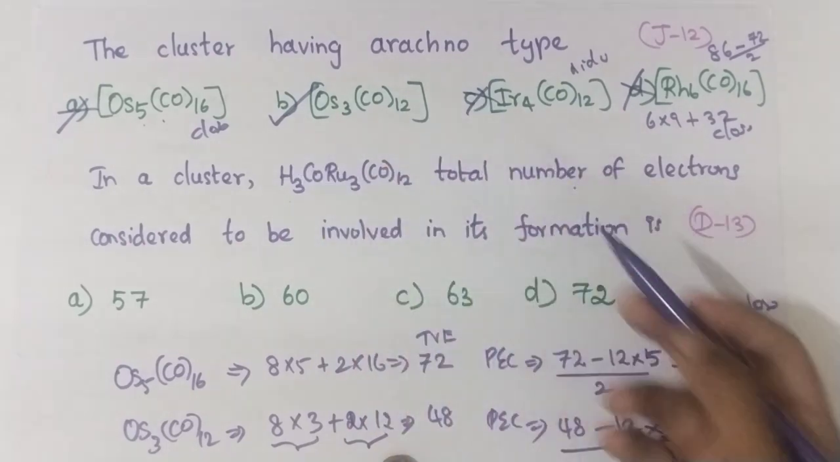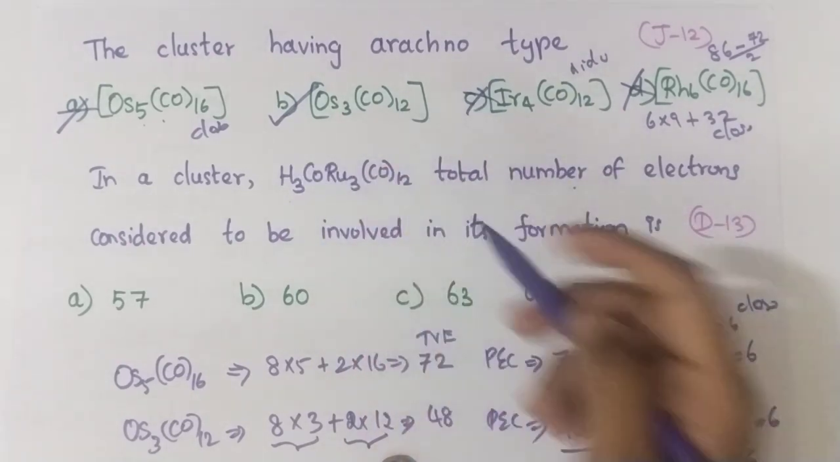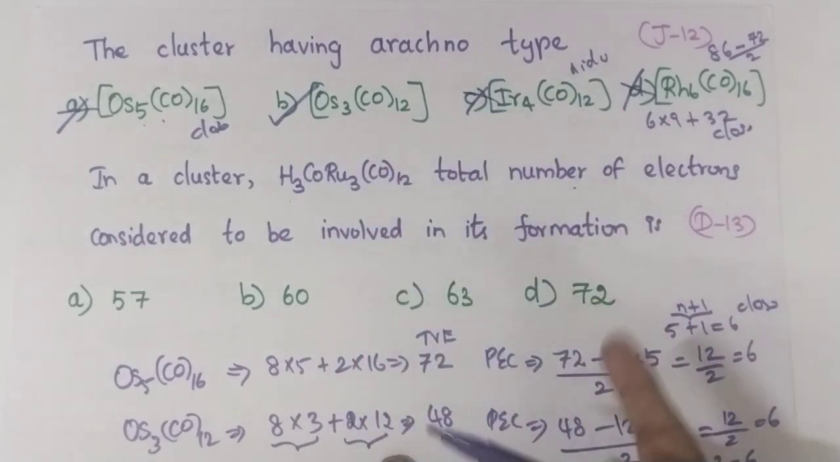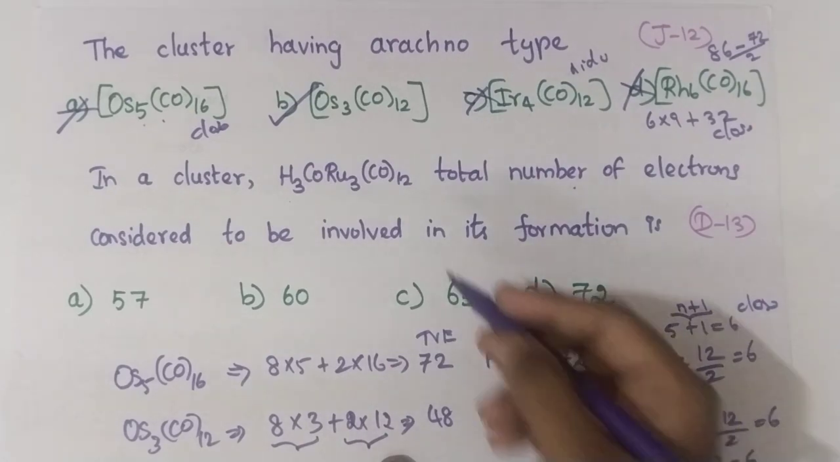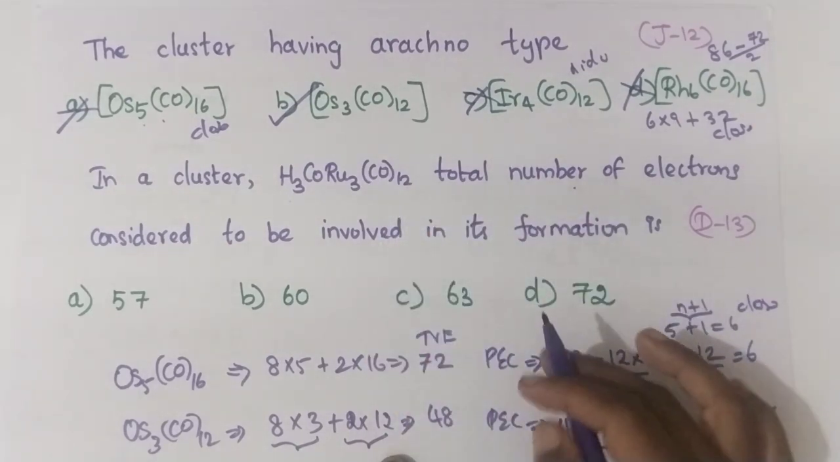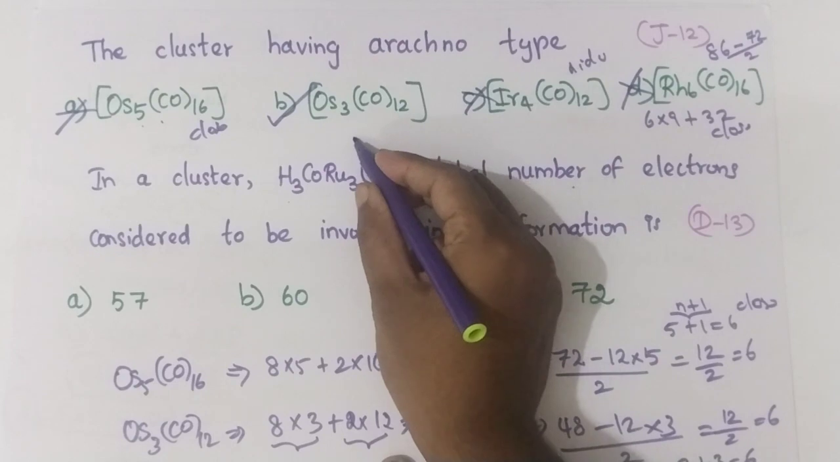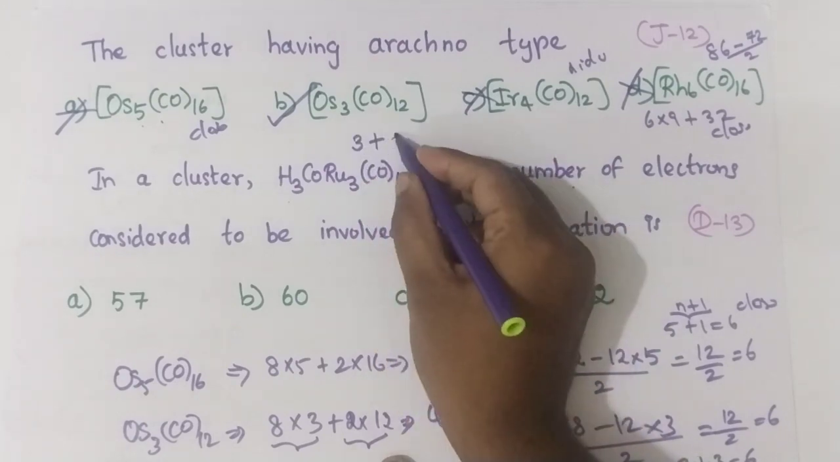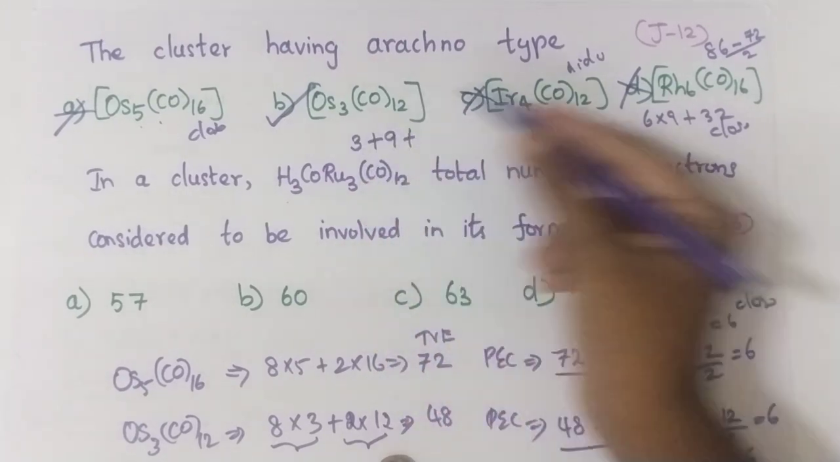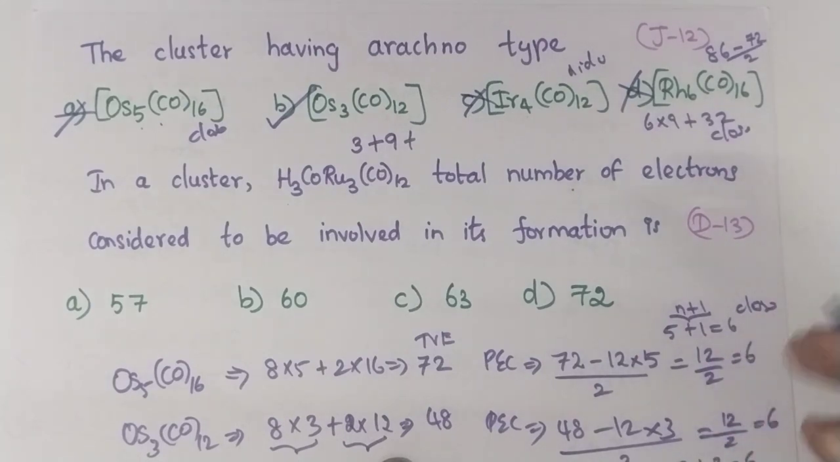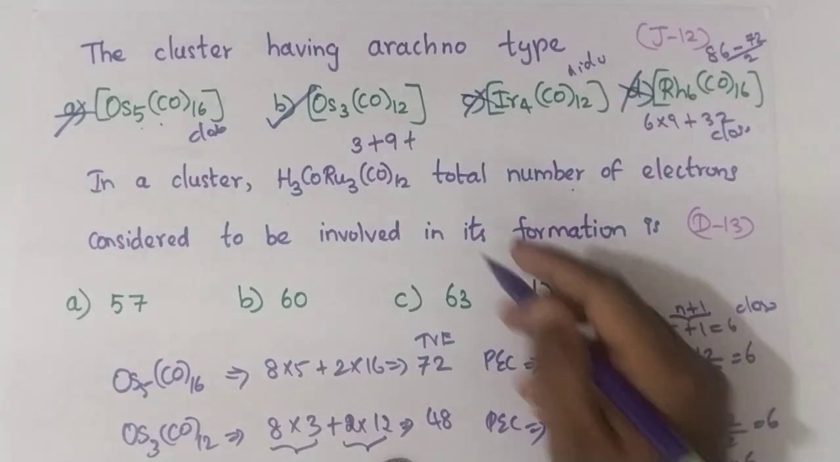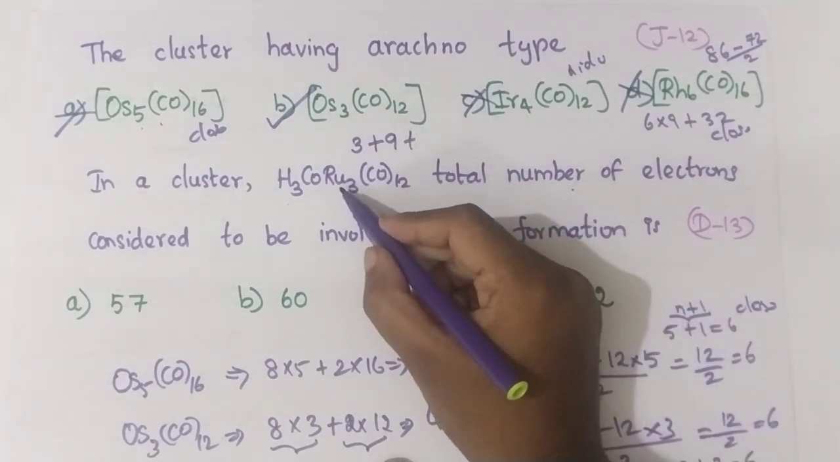Hydrogen will have a valence electron count of 3, right? Because one hydrogen has a valence electron of 1, and 3 hydrogens are there, so it is 3. Then for cobalt it is 9. Ruthenium comes under the iron family. Iron will have a valence electron count of 8, right? So ruthenium will also have 8.